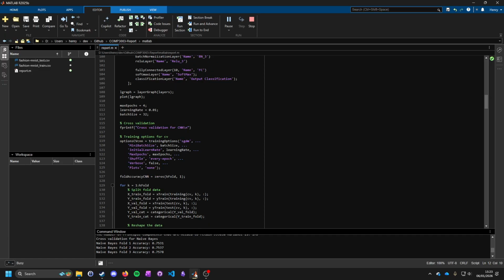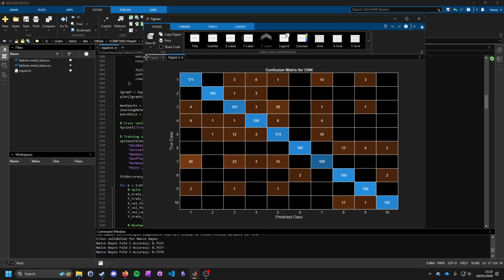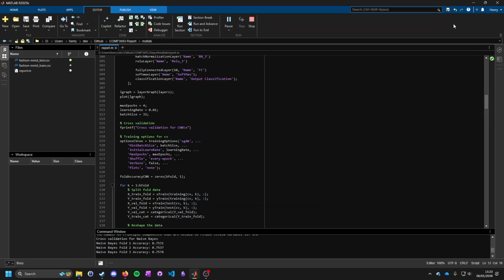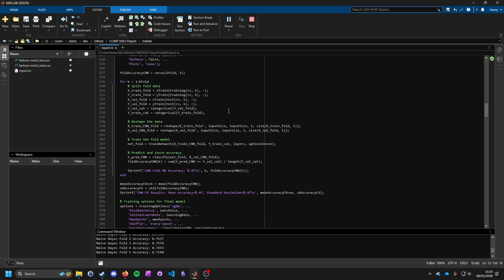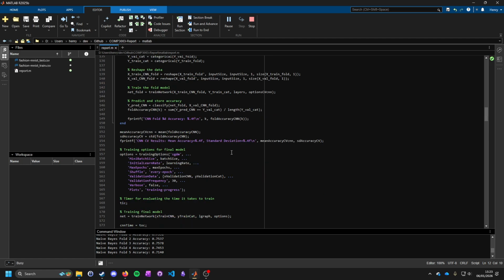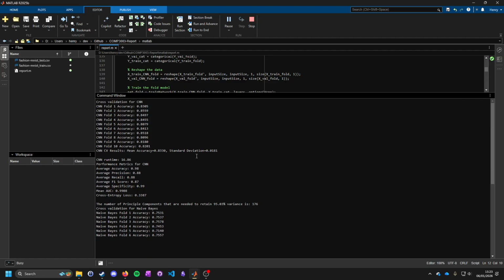So this is the structure of the CNN seen here, and then these are the training options for the CV, which uses SGDM, a learning rate of 0.01, 4 complete passes of the dataset, and shuffling at every epoch. So for each of the 10 folds, split the data, reshape the data, train the model, and calculate the accuracy of each fold, where the mean accuracy and standard deviation over all the folds will be calculated, seen here.